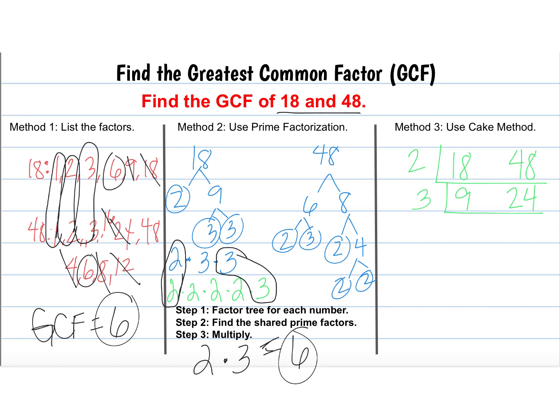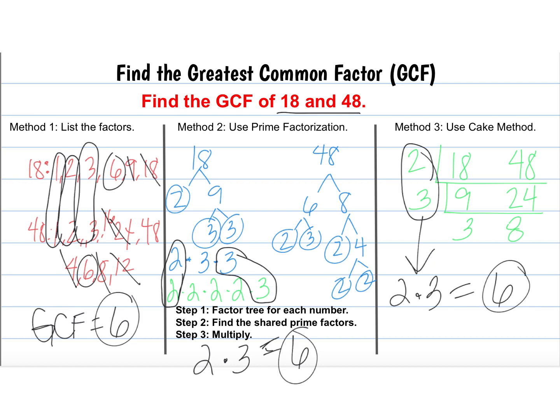I know they can both be divided by 3. So 9 divided by 3 is 3. 24 divided by 3 is 8. There's no other number that 3 and 8 can be divided by. So then I take my 2 and my 3. 2 times 3, and we get the GCF is 6.